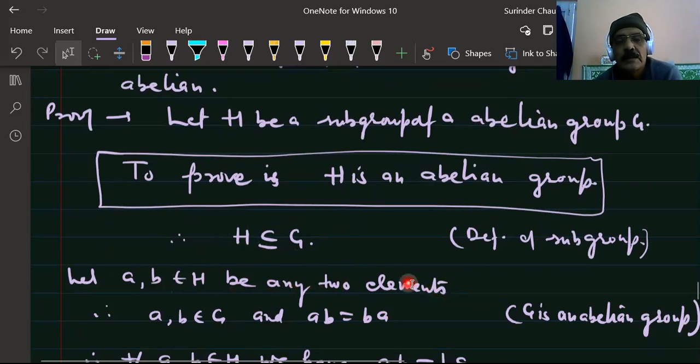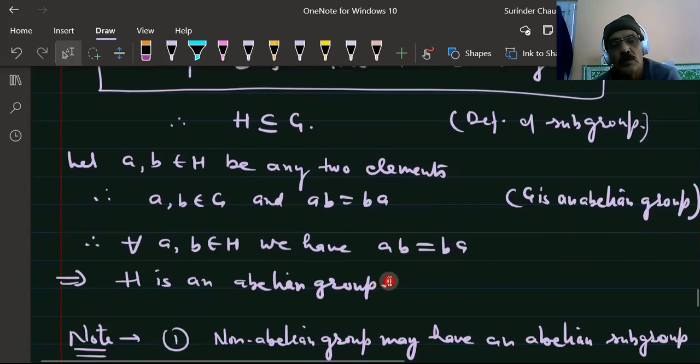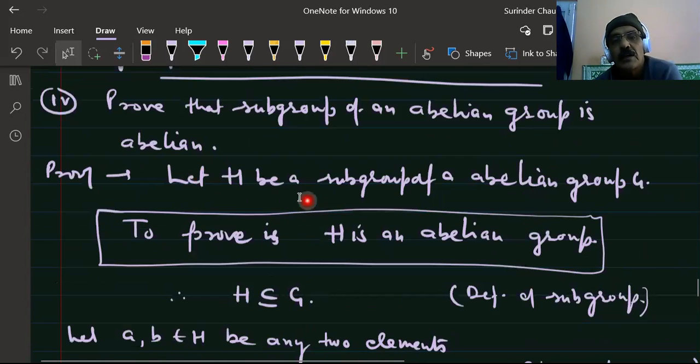If A and B belong to H, a subset of G, this implies AB also belongs to G, but G is an abelian group. Therefore A into B is equal to B into A for all A and B belonging to H. So H is also abelian, and this completes the proof. Now, some conclusions from this. A non-abelian group may have an abelian subgroup. If we have an abelian group, its subgroup will always be abelian.